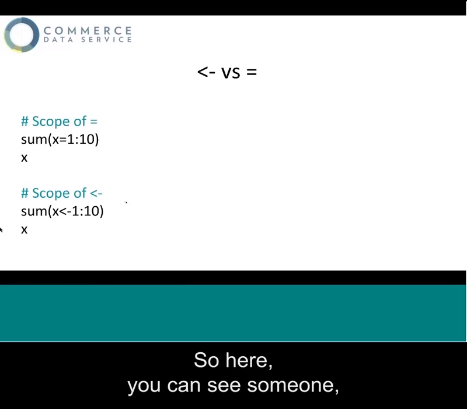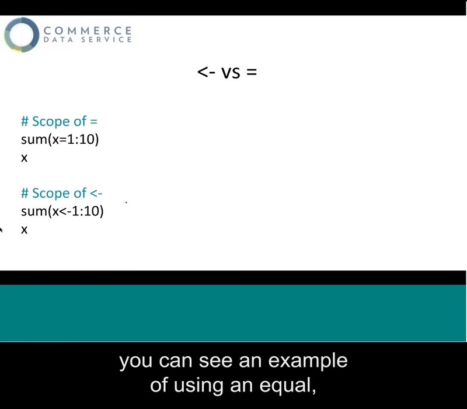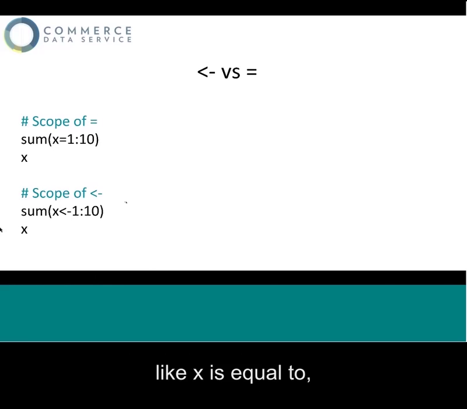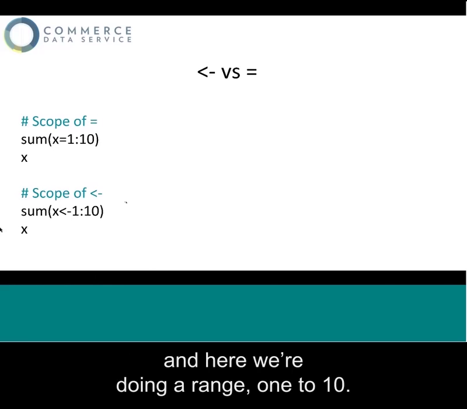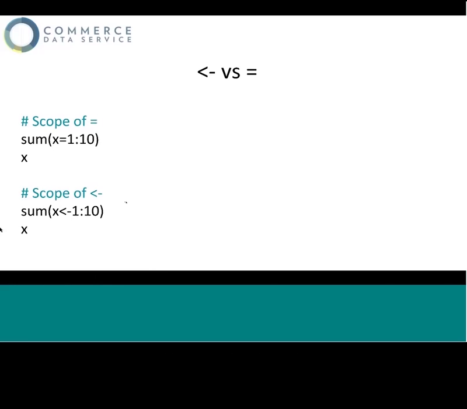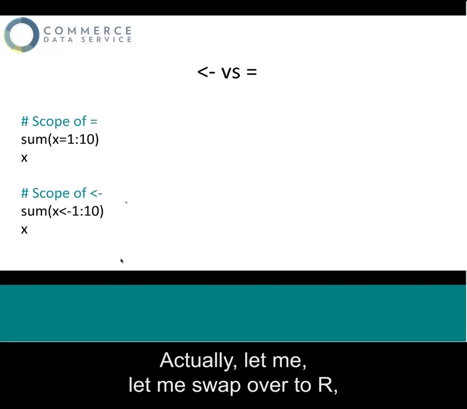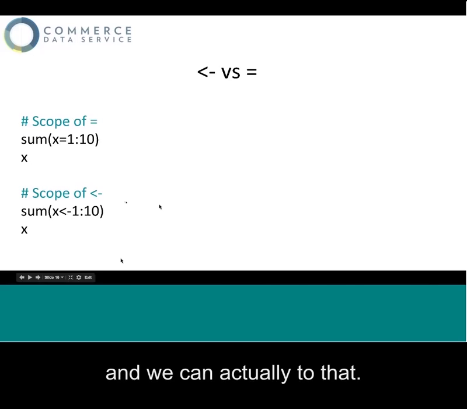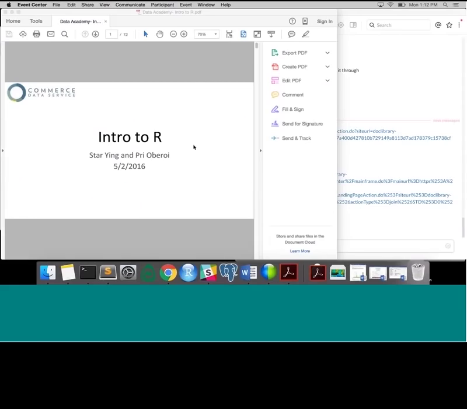Here, you can see an example of using an equal, like x is equal to, and here we're doing a range 1 to 10. Actually, let me swap over to R, and we can actually do that.